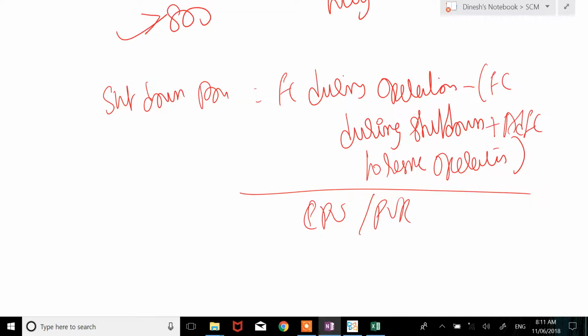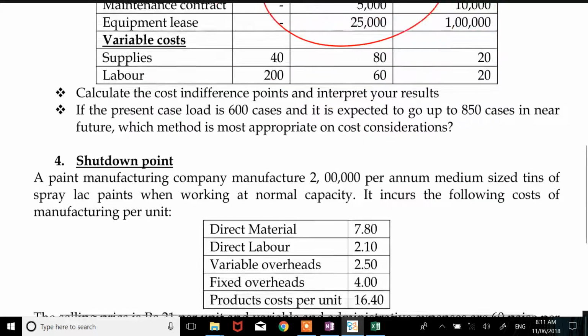So this is the formula: fixed cost during operation minus fixed cost during shutdown plus additional fixed cost to resume operation. All this is in brackets, whole divided by contribution per unit or PVR, covered in the theory part. So let's not worry about the formula. Let's go to the question. Go through question 4.